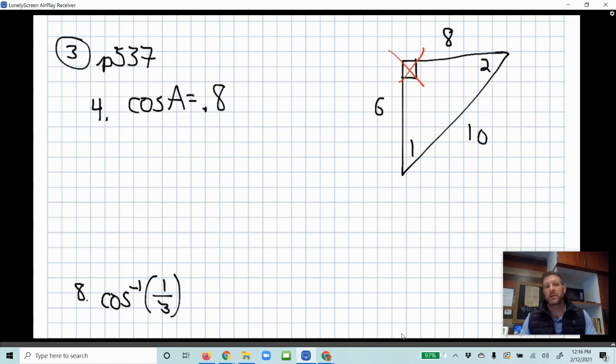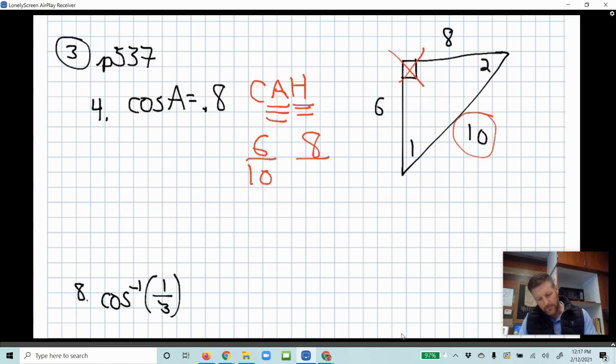So which one gives me a cosine ratio of 0.8? Well, first, let's remember what cosine is. C-A-H. So that means cosine is adjacent over hypotenuse. So the question is, the hypotenuse is definitely 10. So it's either going to be 6 over 10 or 8 over 10. Which of those is equal to 0.8? Well, that's the 8 over 10. So in which angle, 1 or 2, is the adjacent side 8, and then, of course, the hypotenuse is 10?